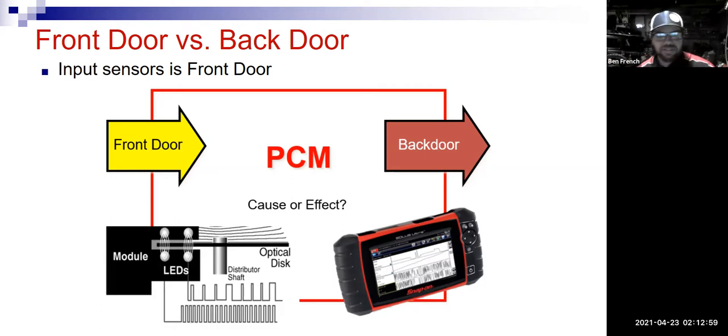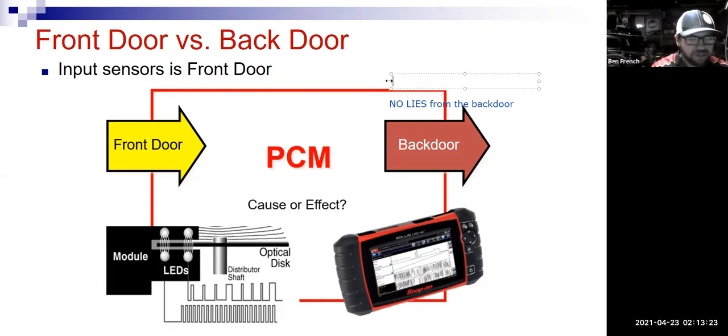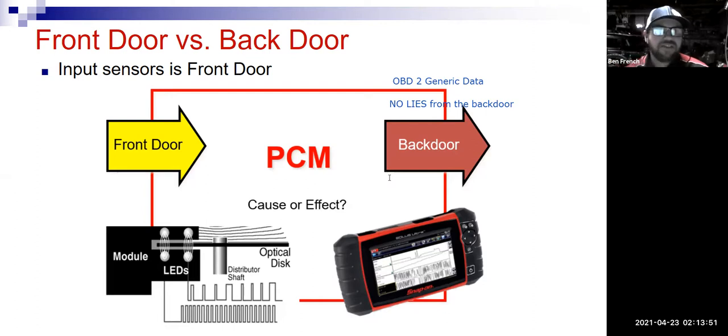So one of the advantages of OBD2 is that we shouldn't have any lies from the back door if we're using OBD2 generic data. But again, it is scanner interpreted. So maybe you got a communication issue. I mean, there are ways that it could be off, but it's not allowed to falsify information like it could. So there's a lot of power in that, because when you get in the manufacturer mode or side of a tool, you could have it giving you some misleading information. Okay, moving right along then.